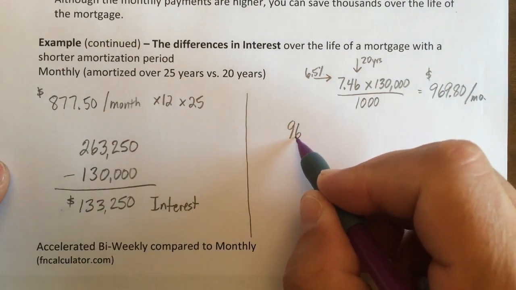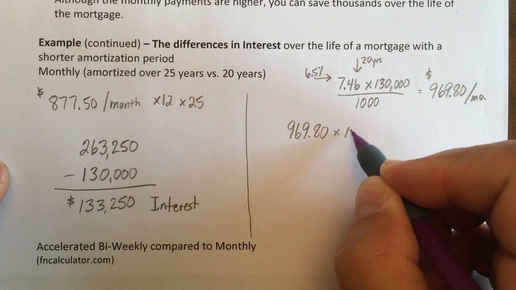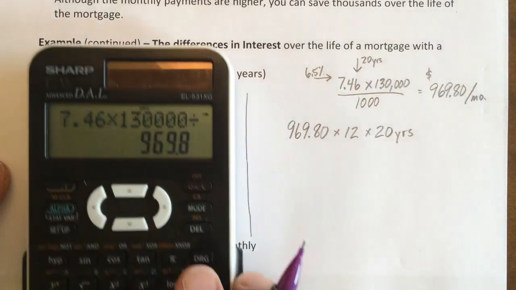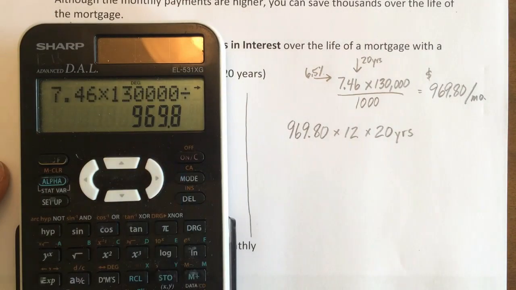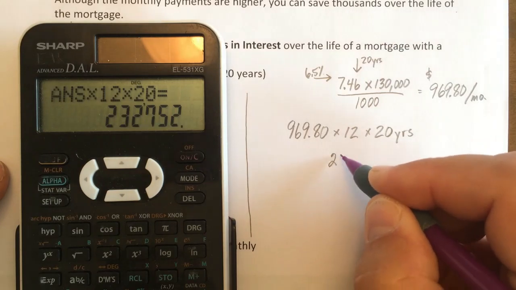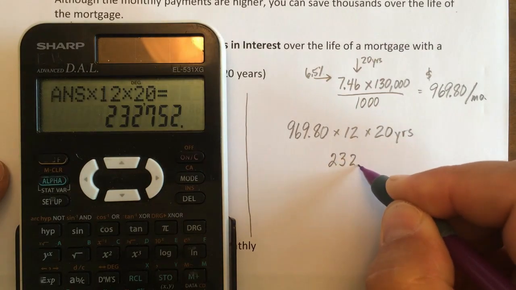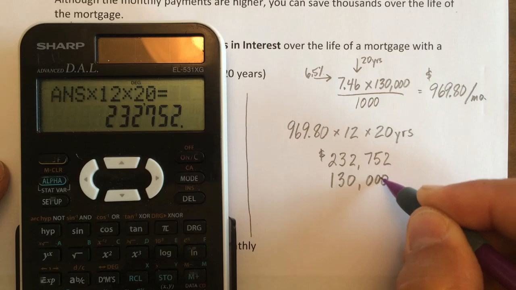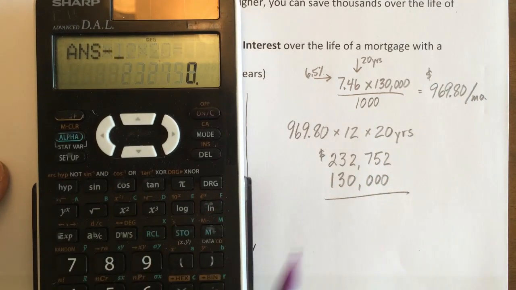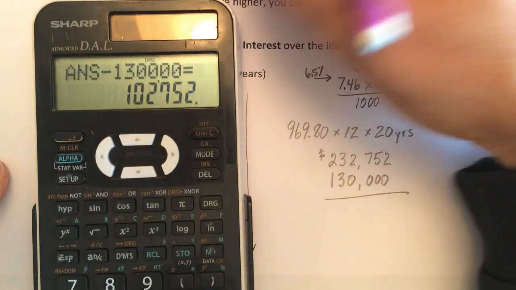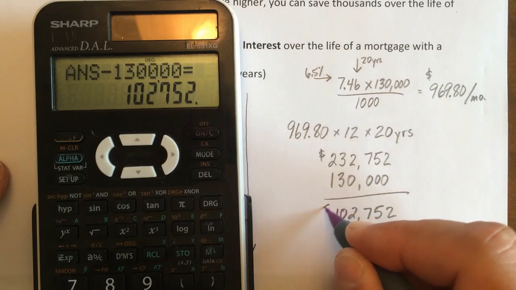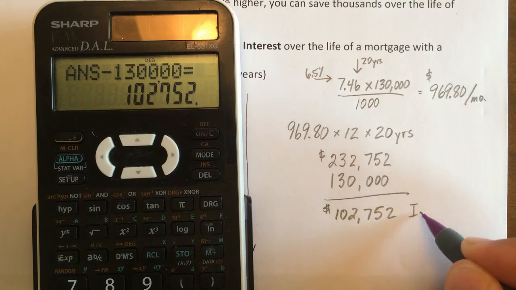If I'm able to pay the $969.80 12 times a year, this time for 20 years instead of 25 years, how much money am I paying to the bank? So I still have my $969.80 there, times 12 times 20 is $232,752. That's what I'm paying back to the bank. And remember, I only borrowed $130,000. So when we subtract $130,000, we now see that the amount of interest I paid is $102,752. This is interest.